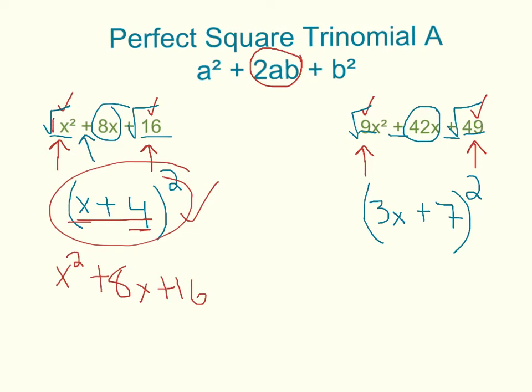And then just quickly check it by multiplying. We would square the first term, 9x squared, multiply these two together, 21, and then double it, 42, and then square the last term, 49. So it worked, so that's our answer.